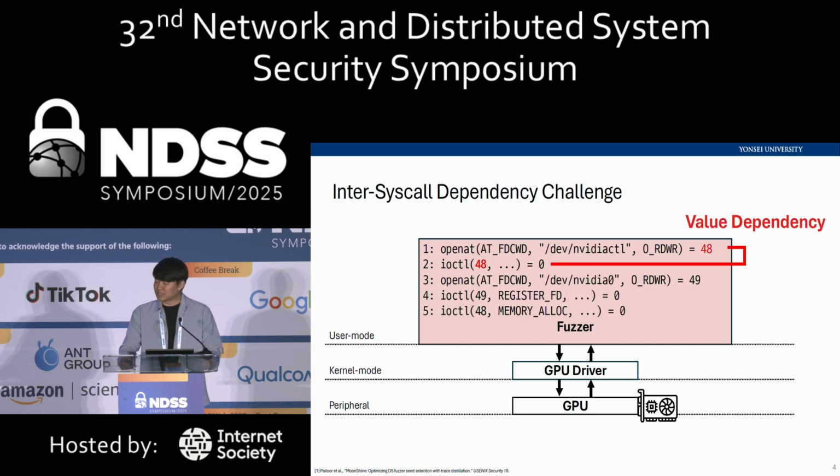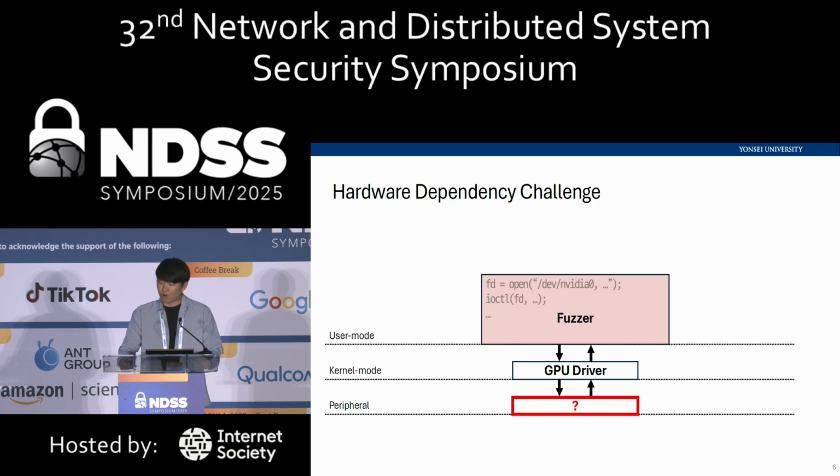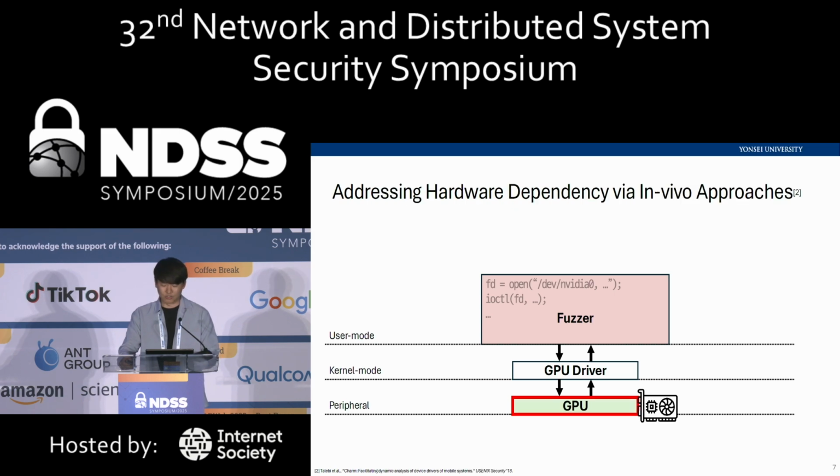First is the inter-syscall dependency challenge, where syscalls have to satisfy both value and ordering dependency between each other. And the second is the hardware dependency challenge, where the fuzzer must somehow handle the I/O operations coming from the GPU driver. So an easy way to do this would be to use an actual device, which is an in-vivo approach. An in-vivo approach is where the actual device exists during fuzzing to handle driver I/O requests. For example, a prior work runs fuzzing on a virtual machine while I/O requests are handled by the actual hardware.